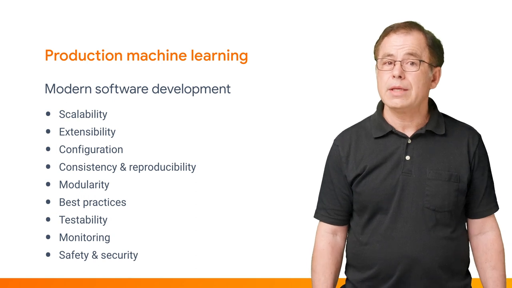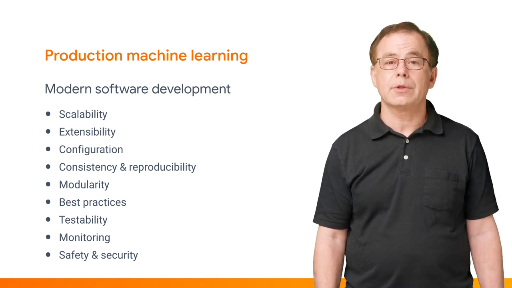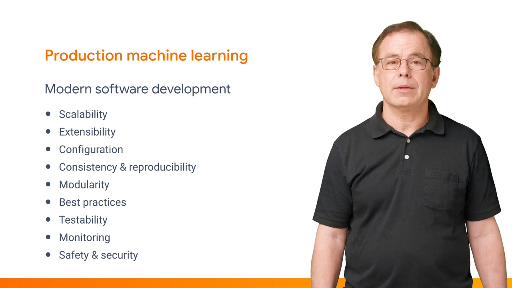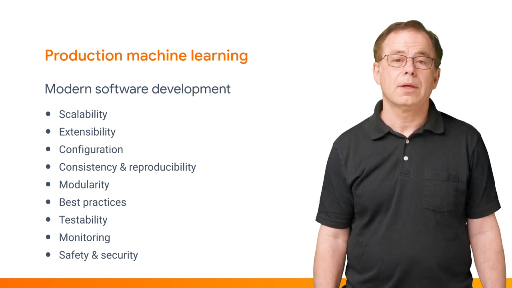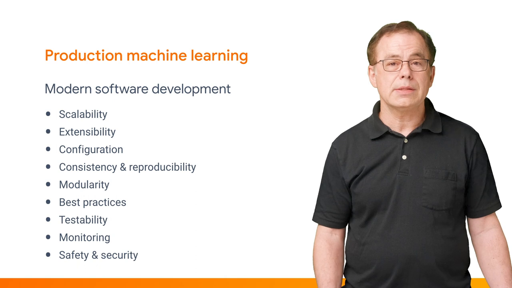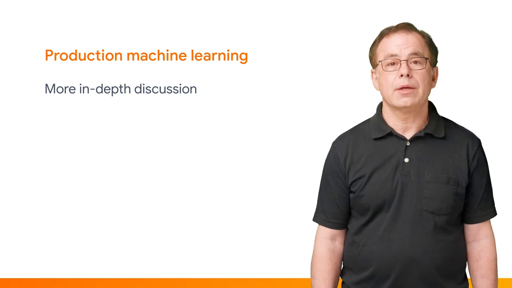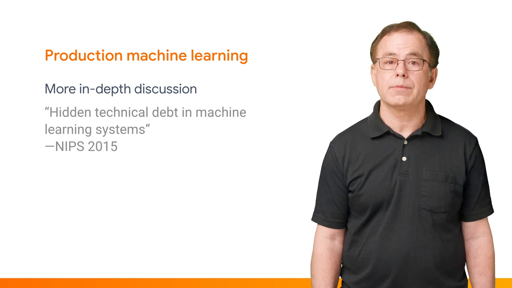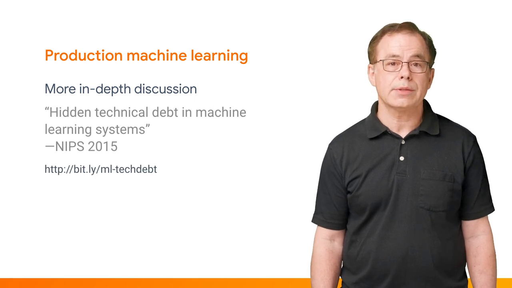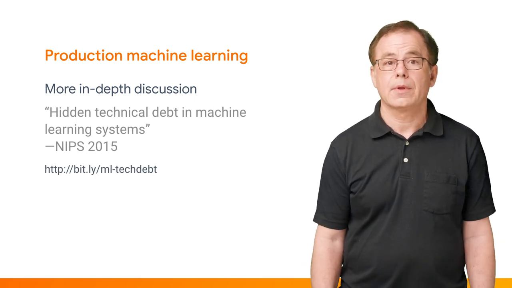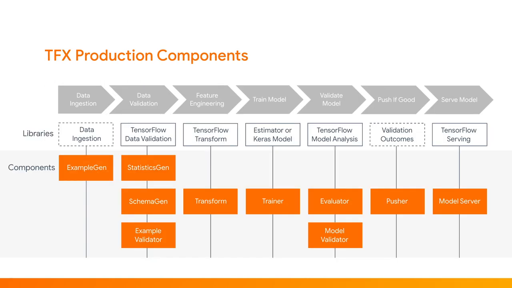By themselves, these are challenges for any production software deployment, and we can't forget about them just because we're doing ML. How are we going to meet all these needs and get our amazing new model into production? We don't pretend to have all the answers. This is an evolving field within the ML community, and we welcome contributions. If you're interested in a more in-depth discussion of the challenges of machine learning in production environments, this is a great paper.